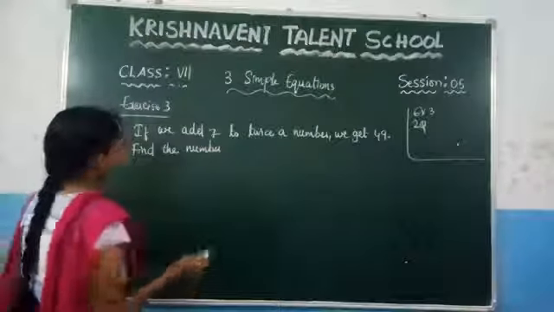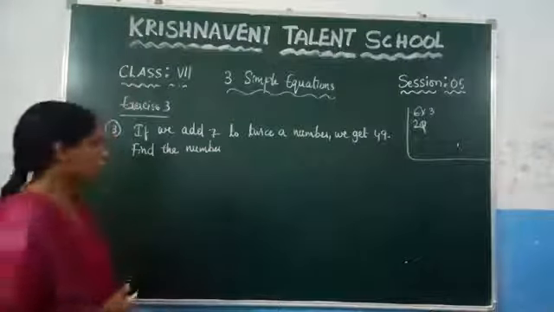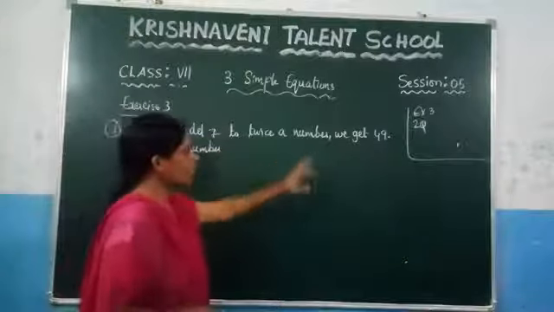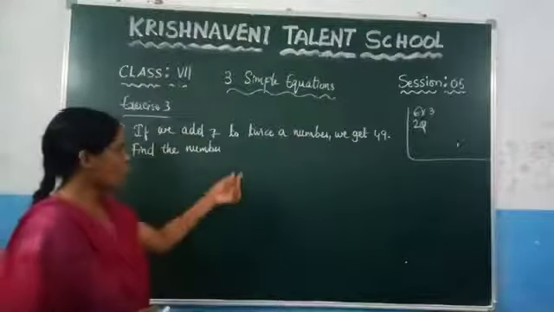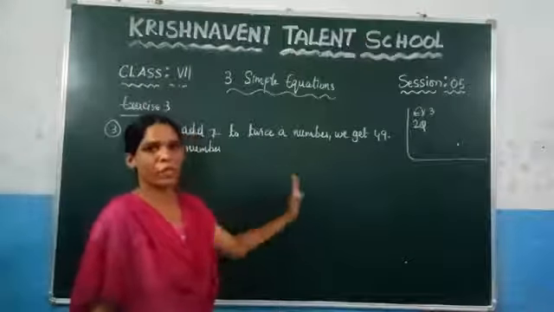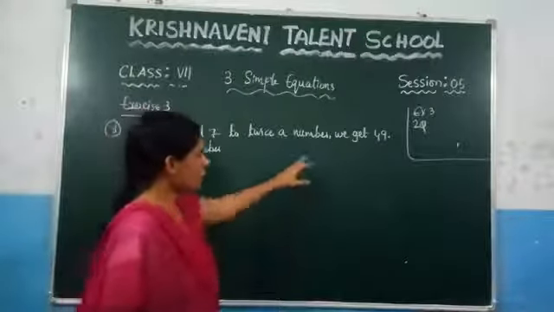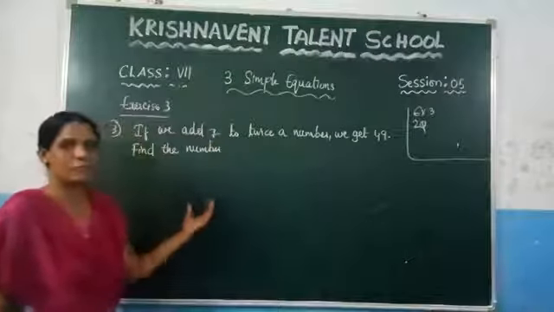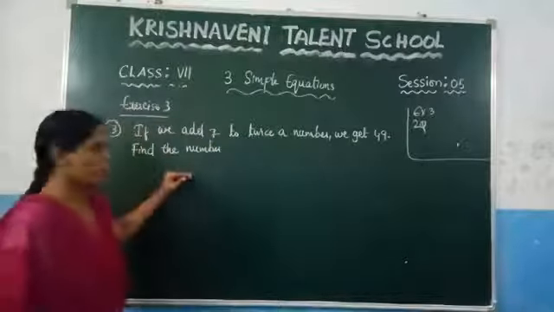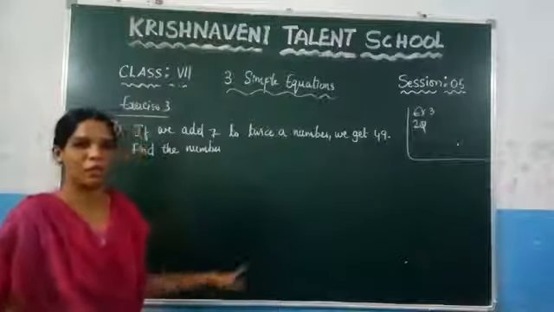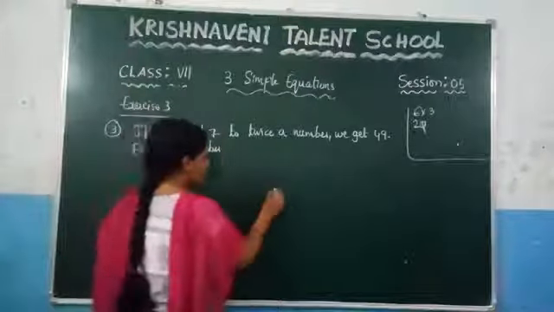Based on this condition, you need to find what the number is. What is the question they have given? If we add 7 to twice of a number. Before, we have discussed what is meant by twice of a number: 2 into the number. And they said we get 49. Find the number. Since we don't know the number, let us consider that number as some variable. So let us take that number as x.